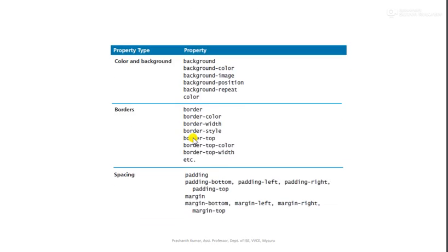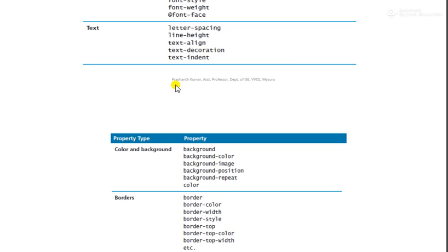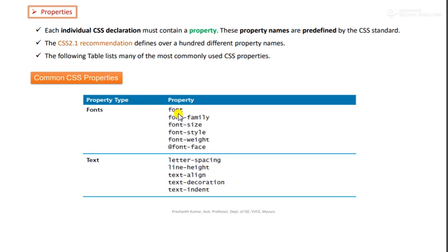Okay, and the next one is what? Color or background, if you want to insert. So here, the first one, font, is a shorthand property we call font. In the shorthand property we can merge all of these: font family, font size, font style, and font weight.